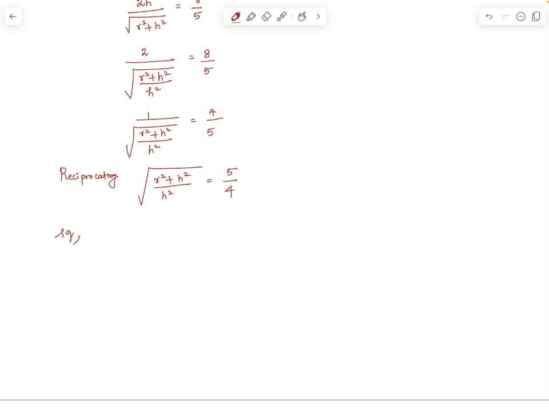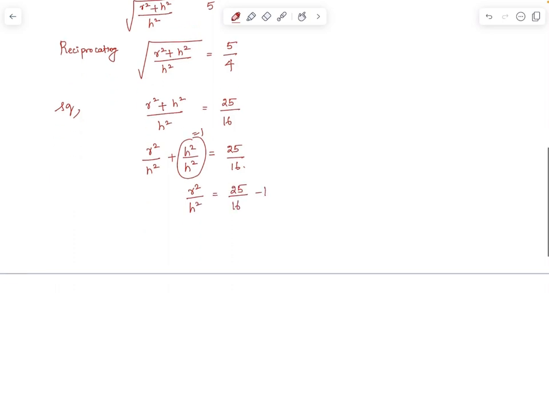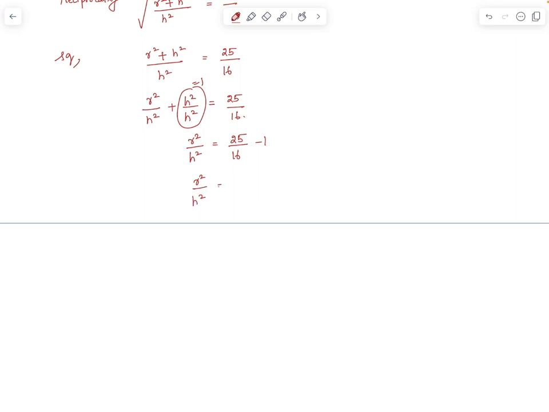Squaring on both the sides, we get r square plus h square upon h square is equal to 25 upon 16. Left hand side can be written as r square upon h square plus h square upon h square, which is 25 upon 16. H square upon h square becomes 1. So r square by h square is equal to 25 by 16 minus 1. R square upon h square is equal to 9 upon 16.